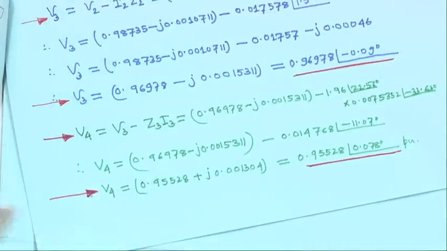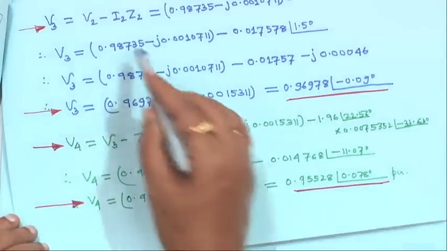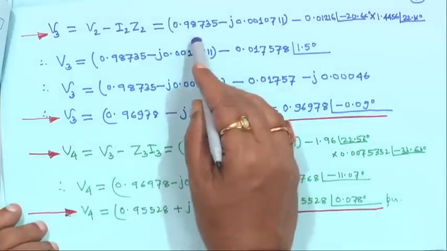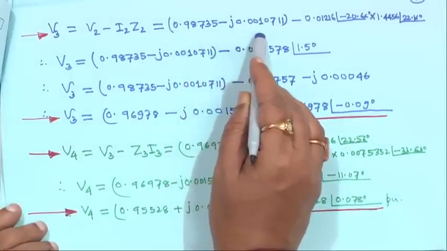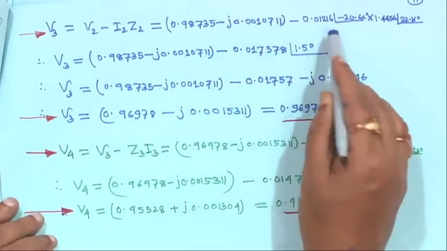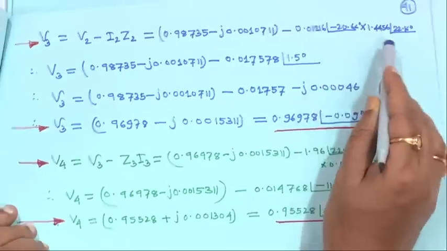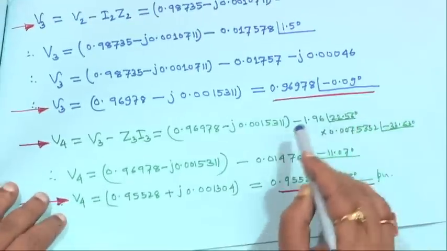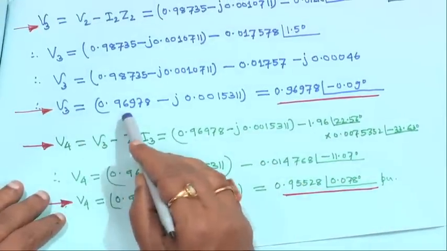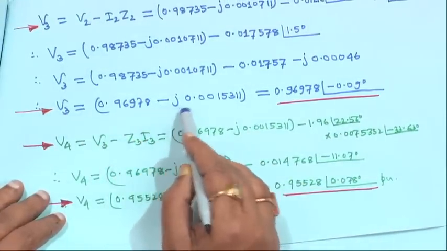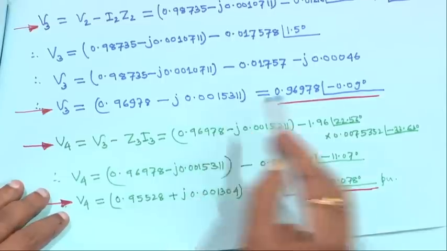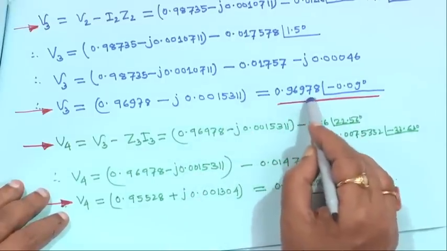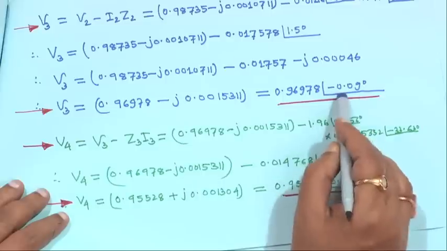Similarly, V 3 will be equal to V 2 minus I 2 Z 2. So, that is actually 0.98735 minus j 0.0010711 minus this is your I 2 and this is your Z 2 values, right. You just multiply and simplify. If you multiply and simplify, V 3 will become 0.96978 minus j 0.0015311, that is actually 0.96978 angle minus 0.09 degree.